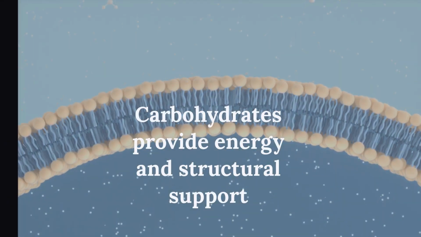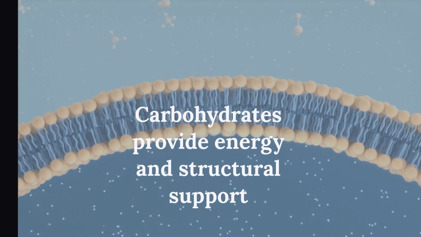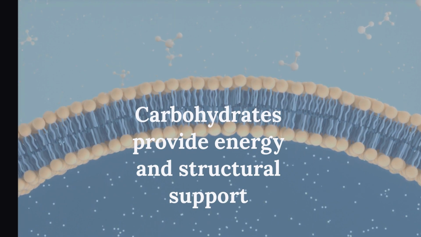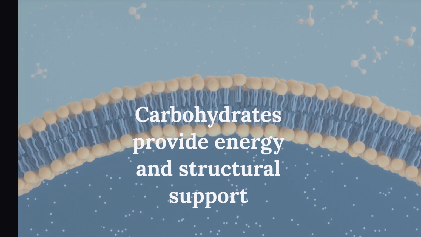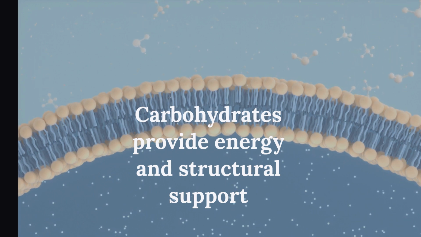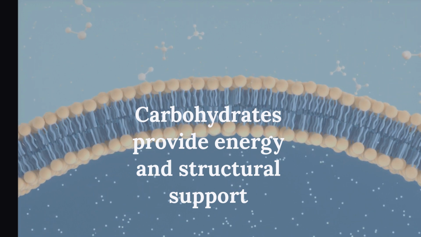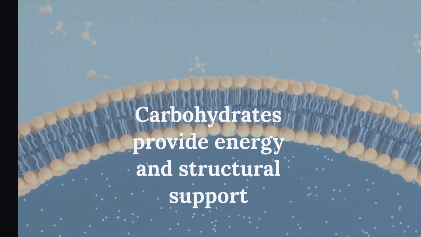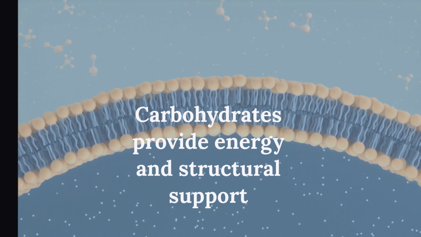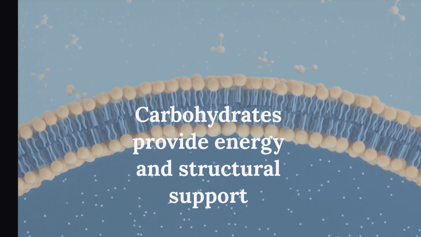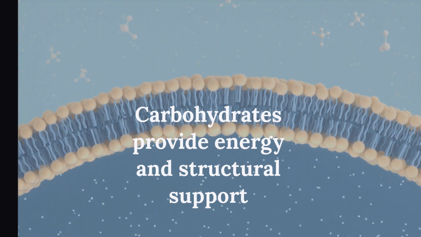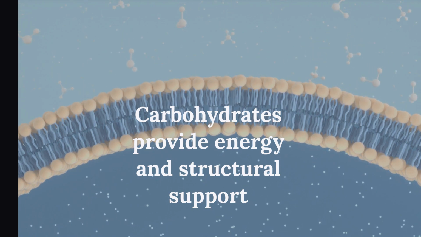Carbohydrates provide energy and structural support. Glucose is broken down in cellular respiration to produce ATP, powering cell activities. Glycogen and starch store carbohydrates for later use. Cellulose provides structural support in plant cell walls. Carbohydrates also play a role in cell recognition and signaling through glycoproteins.